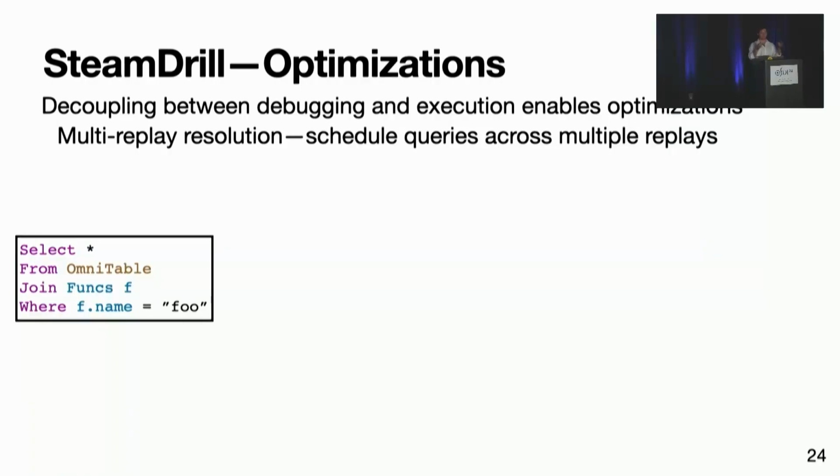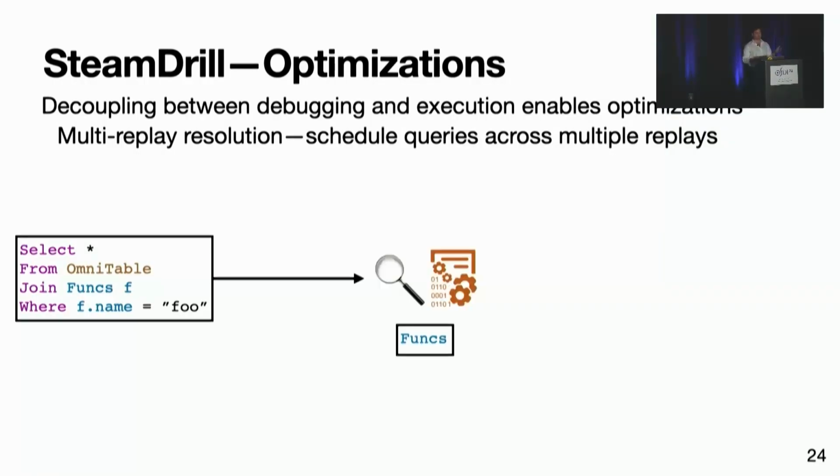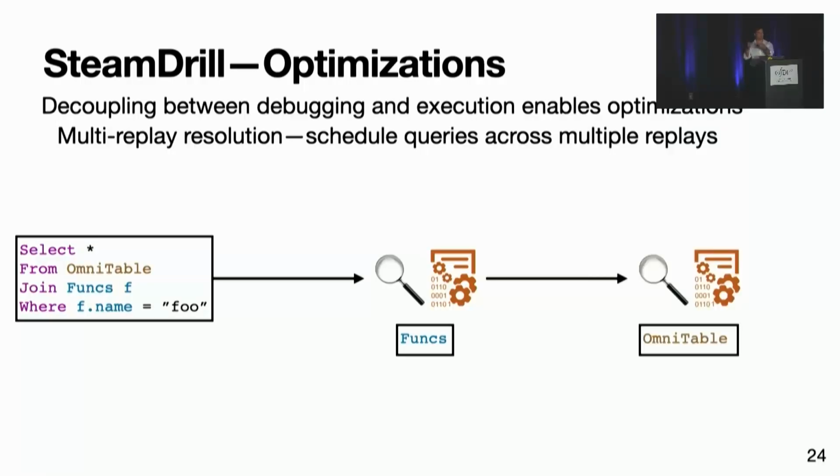This allows it to use inexpensive-to-calculate data from a query to filter data that would otherwise be very expensive to calculate. For example, the query on this slide has 2 views, and SteamDrill would use multi-replay resolution to compute the less expensive view first, and use data from that computation to filter out and reduce the portions of the more expensive view that it needs to compute in some later replay.